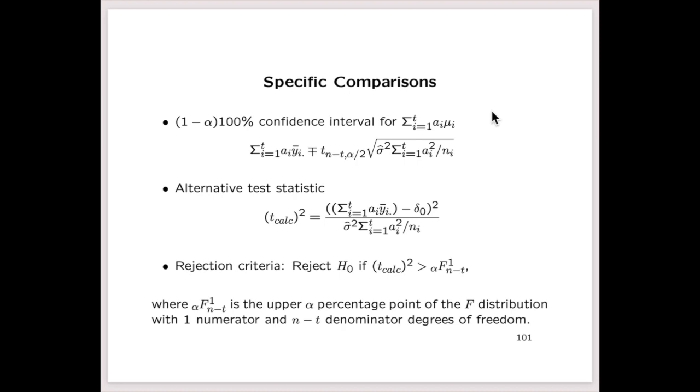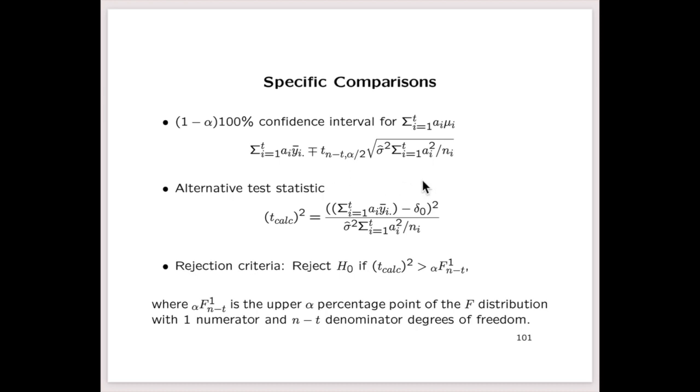A 1 minus alpha times 100% two-sided confidence interval for the linear combination of the population means is given by a point estimate of that linear combination, which is the same linear combination but of the sample means, plus or minus the interval coefficient that comes from the t-distribution with n minus t degrees of freedom, and then we multiply that against the estimated standard error of the linear combination of the sample means.